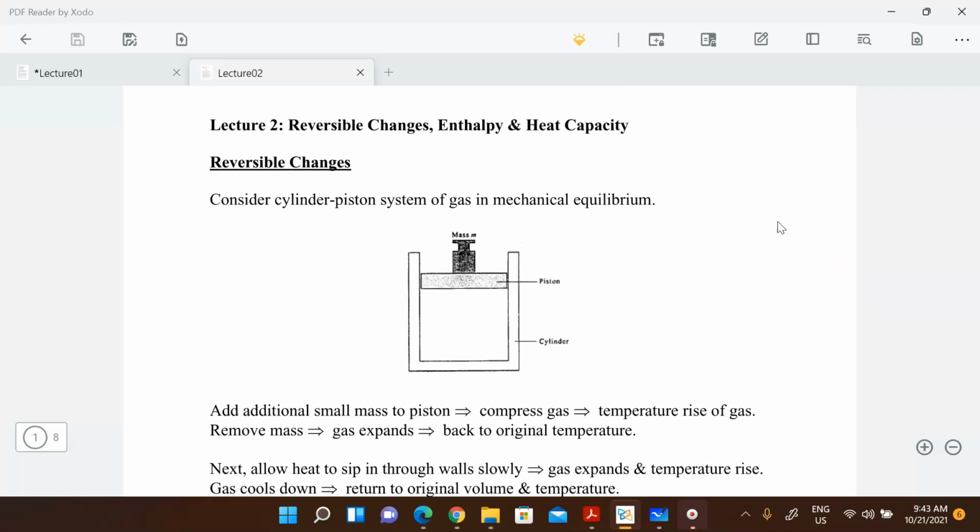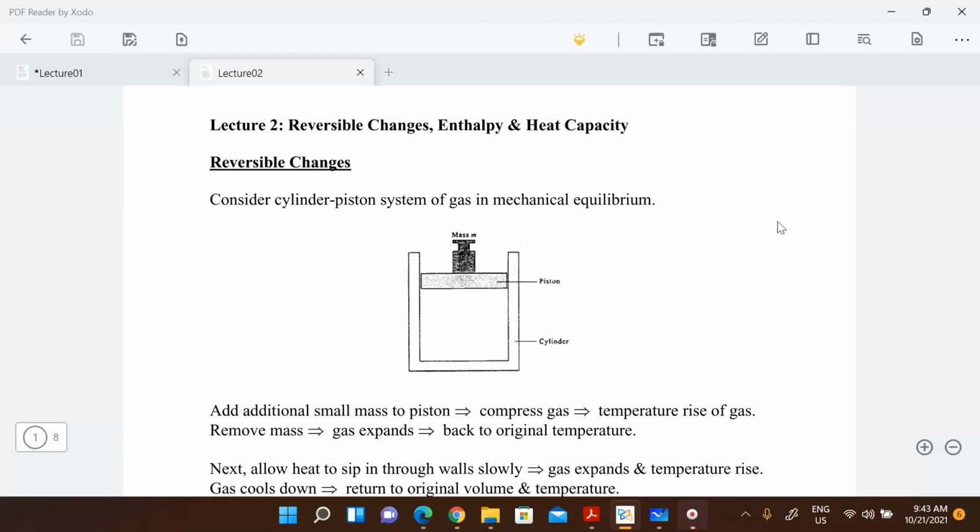So this second lecture is on reversible changes, and then we introduce another state function called enthalpy, and related to enthalpy is going to be heat capacity. Okay. So the first thing to do is to understand the idea of reversible changes.